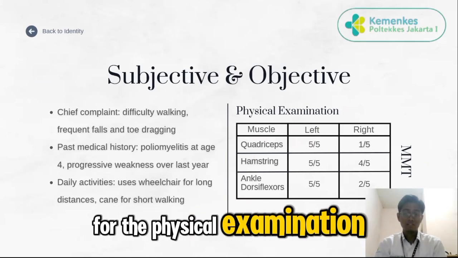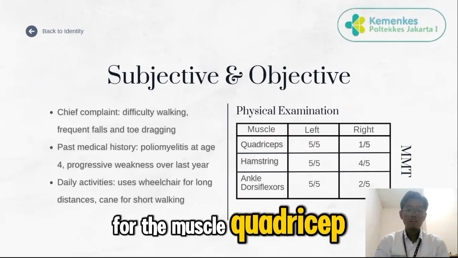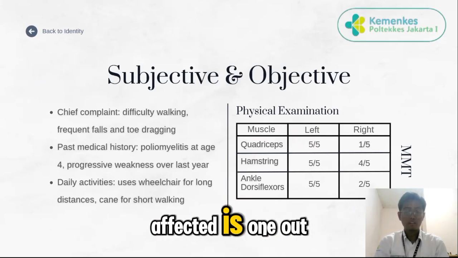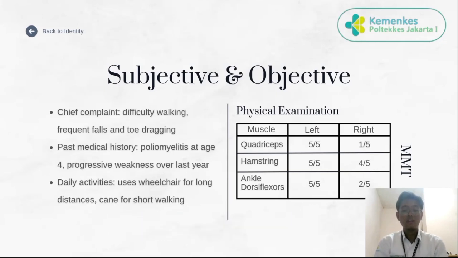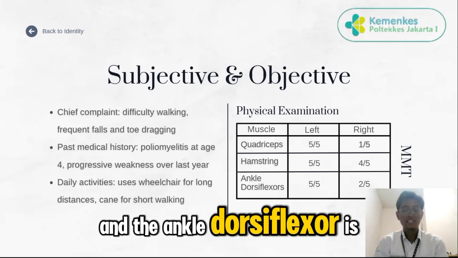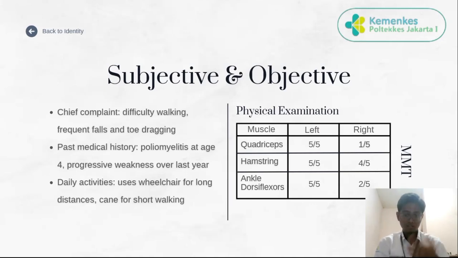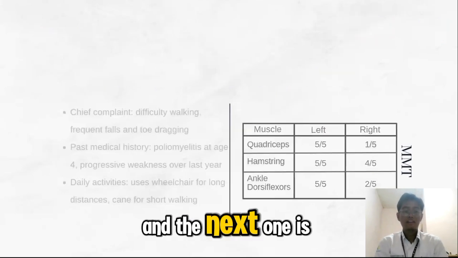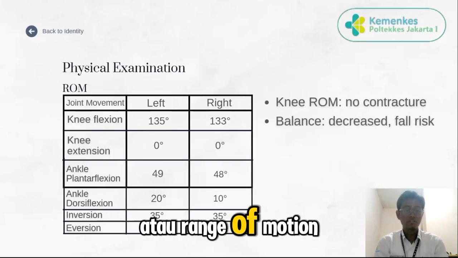For the physical examination, this is the MMT. For the quadriceps on the right affected side is 1 out of 5 grade, hamstring is 4 out of 5 grade, and the ankle dorsiflexor is 2 out of 5 grade. On the left side it is fully 5 grade. And the next one is ROM, or range of motion.